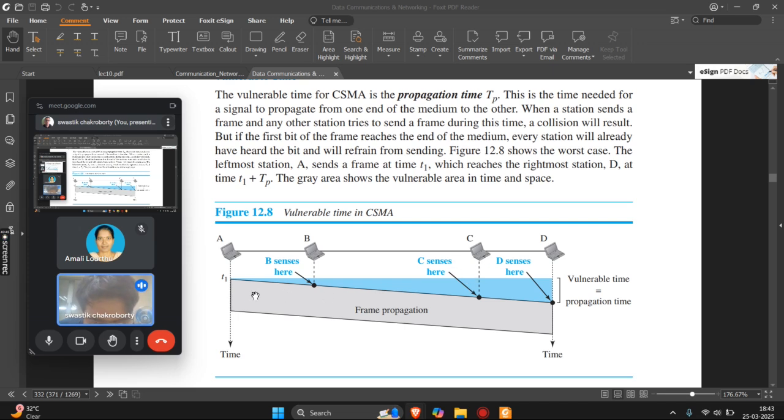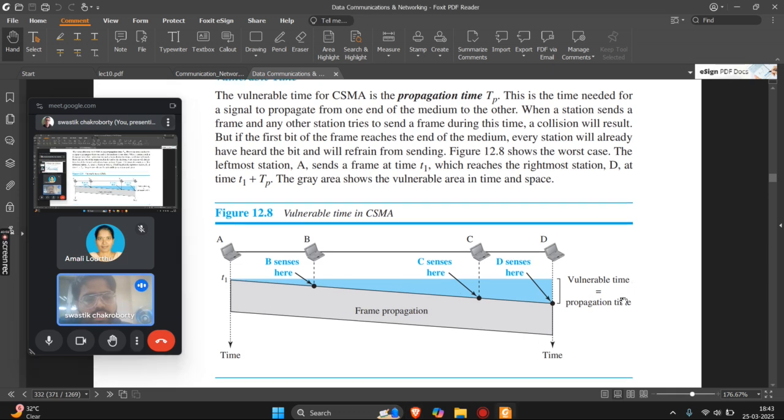C is further apart from A, so the vulnerable time for C is more, whereas D is even further away from A, so the vulnerable time is even more. Simply speaking, the vulnerable time for a particular node is the propagation time at that node. So this is a very simple form. The vulnerable time at a particular node is equal to the propagation time of that node.